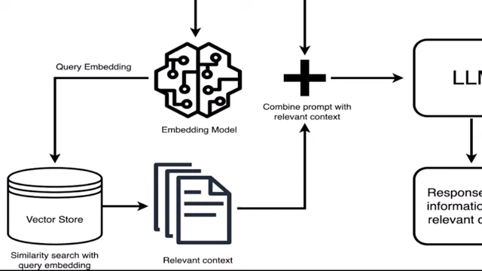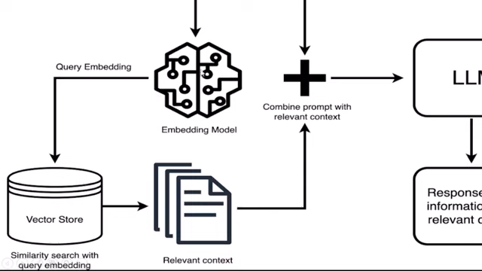So every word will be converted into a vector, and it will be stored in the vector database. So this is our vector database. After getting the input from the user, the embedding model will convert the text into vectors, and then it will go into the vector store.